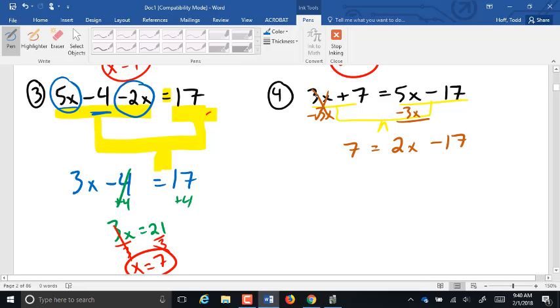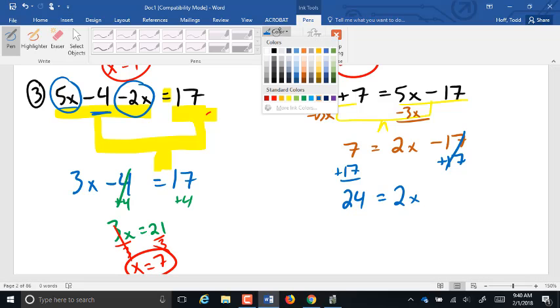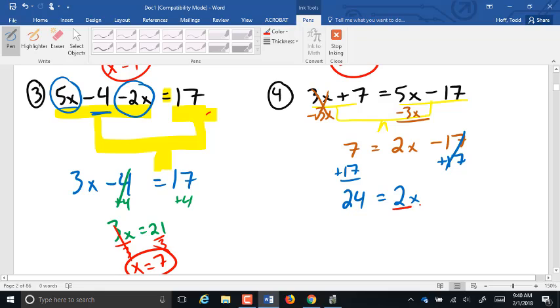And we're going to start with adding 17. Gets rid of the minus 17. 7 plus 17 is 24. So 24 equals 2x. And then we get rid of the 2. 2 multiplies the x, so we get rid of it by dividing by 2. 24 divided by 2 is 12, equals x.